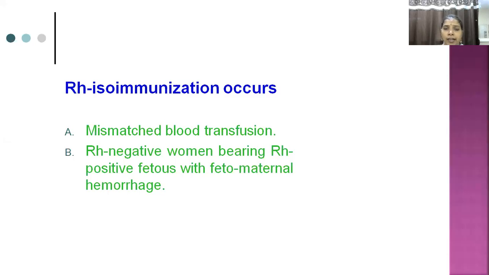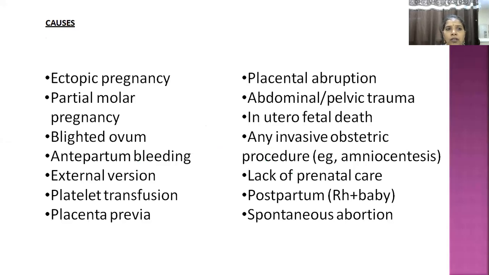RH isoimmunization occurs with mismatched blood transfusion, or an RH negative woman bearing an RH positive fetus with feto-maternal hemorrhage. Other causes: ectopic pregnancy, partial molar pregnancy, blighted ovum, antepartum hemorrhage, external version, platelet transfusion, placenta previa, placental abruption, abdominopelvic trauma, in utero fetal death, and any invasive obstetric procedure such as amniocentesis, lack of prenatal care, postpartum, and spontaneous abortion. In all these cases, there is contact between maternal and fetal blood.